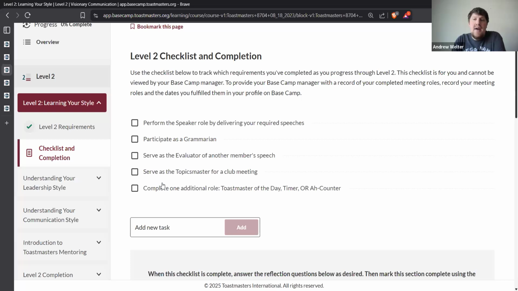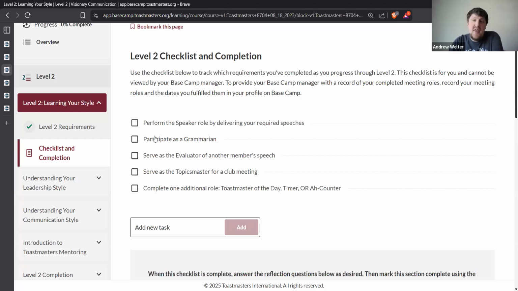But the way I have read it, the meeting roles have to be done after you complete a level. The speeches do not. Those you can work ahead without any issue. But the meeting roles, you have to complete a previous level before you can work on the new level. So you can have been a grammarian 3 times in level one. It's not required for your level one. Once you get in level two, you have to do it again.